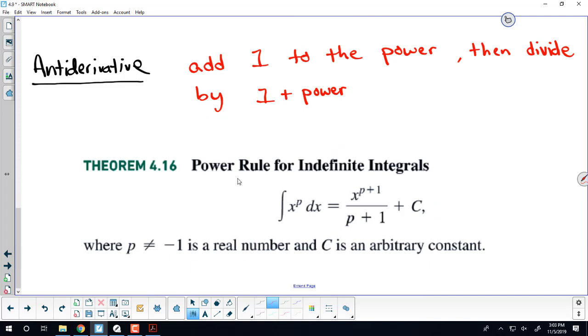So when you see the power rule for indefinite integrals, this is just the antiderivative. It says to find the antiderivative of x to any power, you first add 1 to the power and then divide by the result, 1 plus p. It says where p is not -1, p is a real number, and c is our constant.